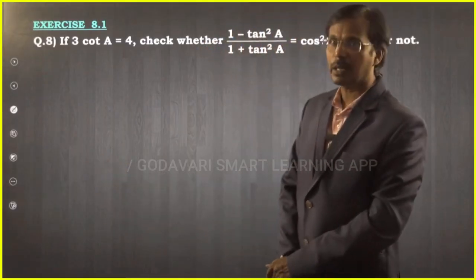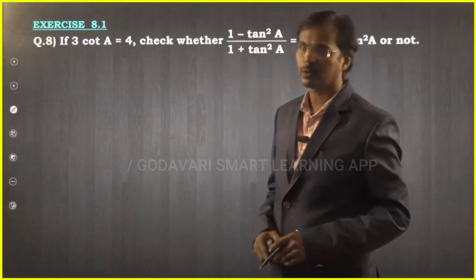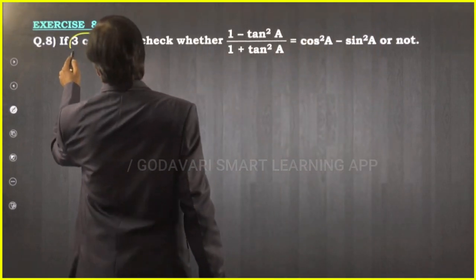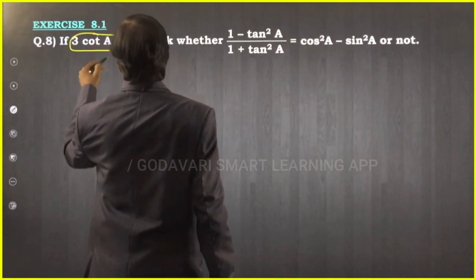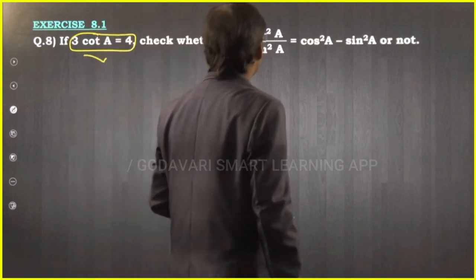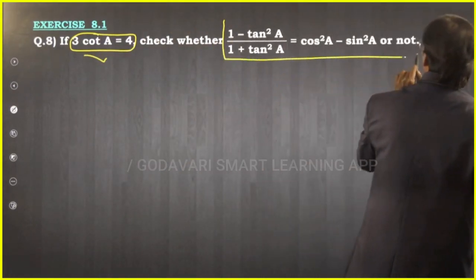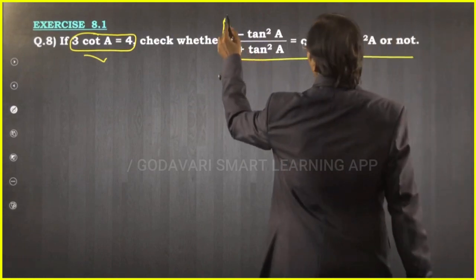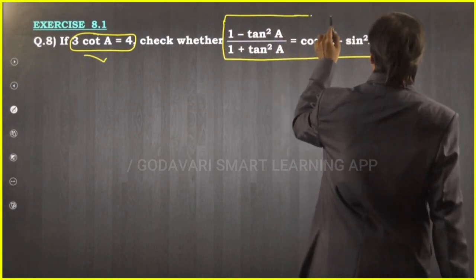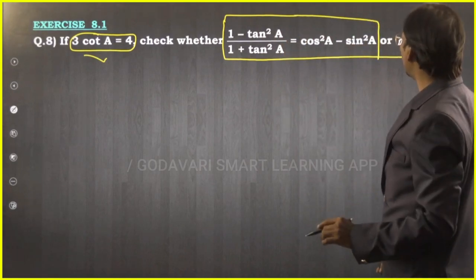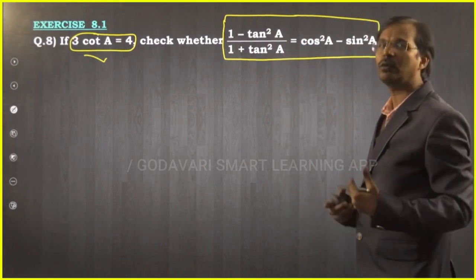Now in 8.1, the question number 8. Question number 8: 3 cot A is equal to 4 is given. We have to check whether (1 minus tan square A) by (1 plus tan square A) is equal to cos square A minus sin square A. Is it right or wrong? We have to check.